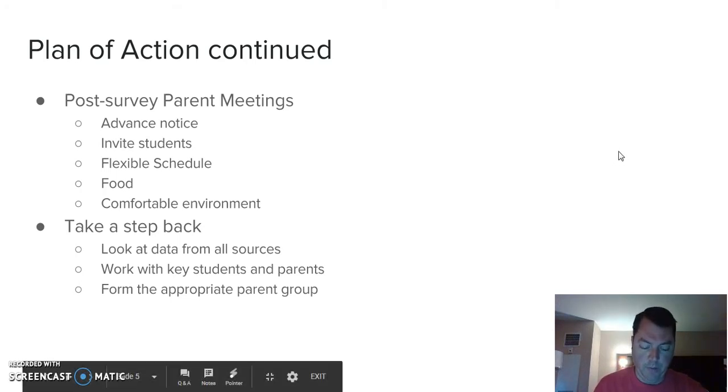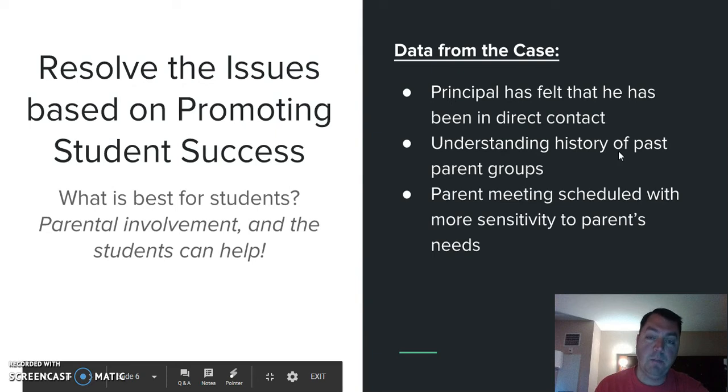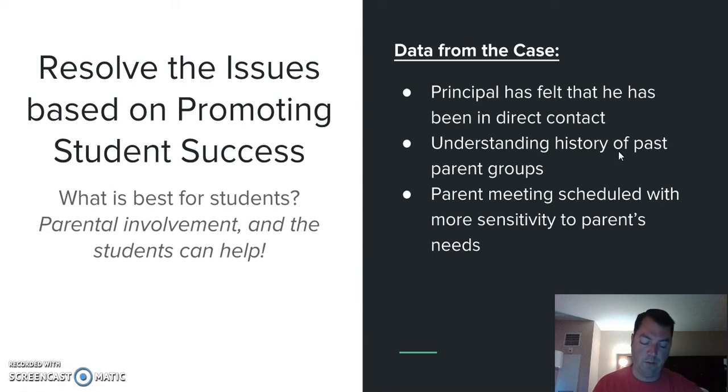So let's take a look at resolving this issue based on promoting the success of all students. So what is best for students? Parental involvement in the community is really what's best for students, as we educators are not able to do this job alone. That being said, involving students was a big part of the resolution to the problem in this case. An administrator just talking with parents in a generally apathetic community will not be enough to spur involvement.